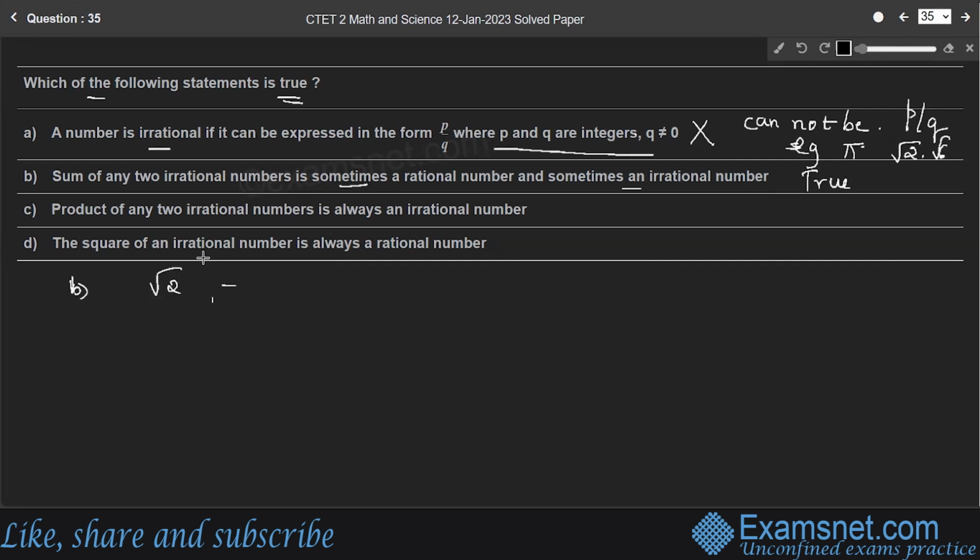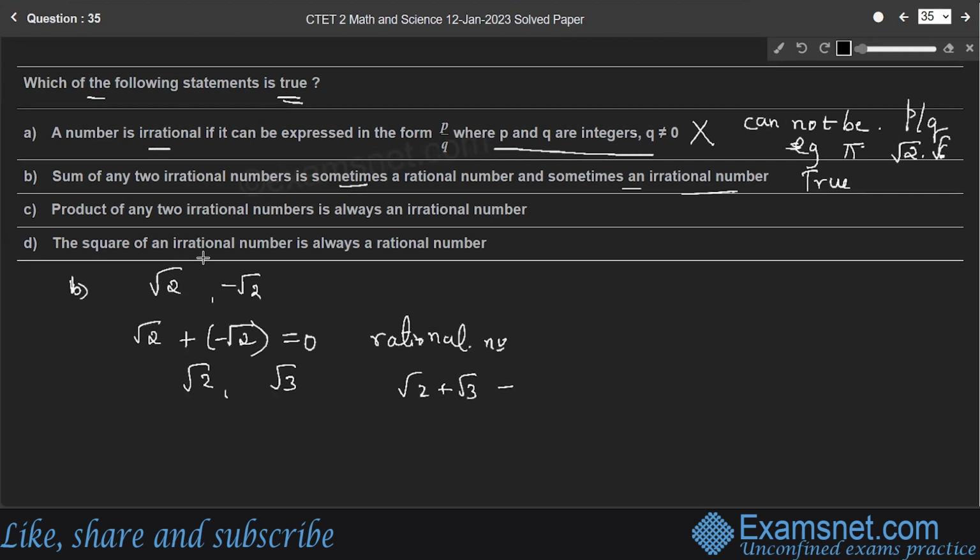So root 2 and minus root 2. We'll take the sum of these two, right? Root 2 plus minus root 2 gives you 0, a rational number. 0 is a rational number, right? So it can be a rational number, sometimes an irrational number. Now we'll consider root 2 and root 3. The sum of these two, root 2 plus root 3, is an irrational number. Therefore, sometimes it's a rational number, sometimes an irrational number when two irrational numbers are added. Therefore, a true statement. Option B is the right answer.